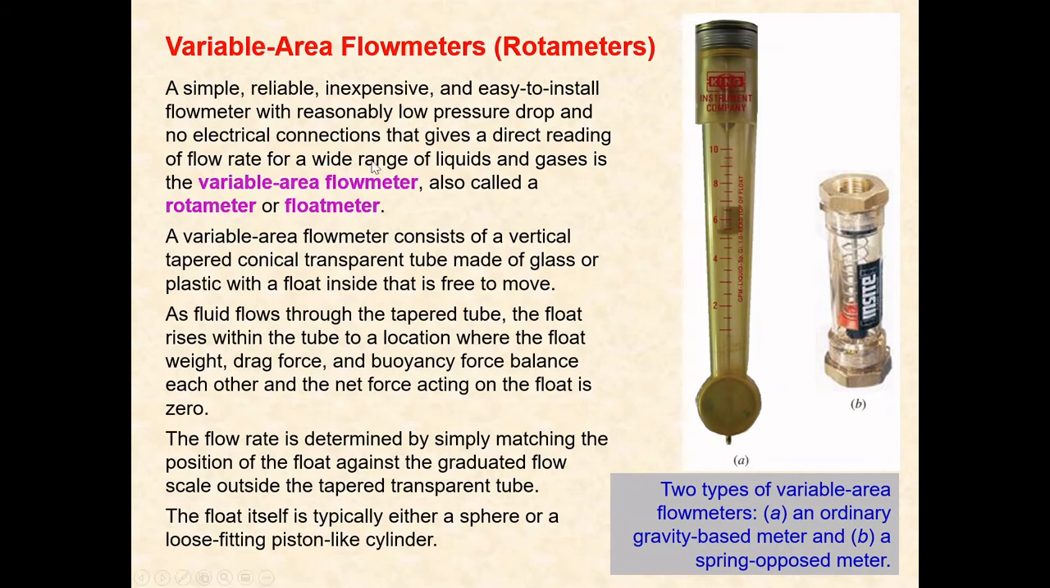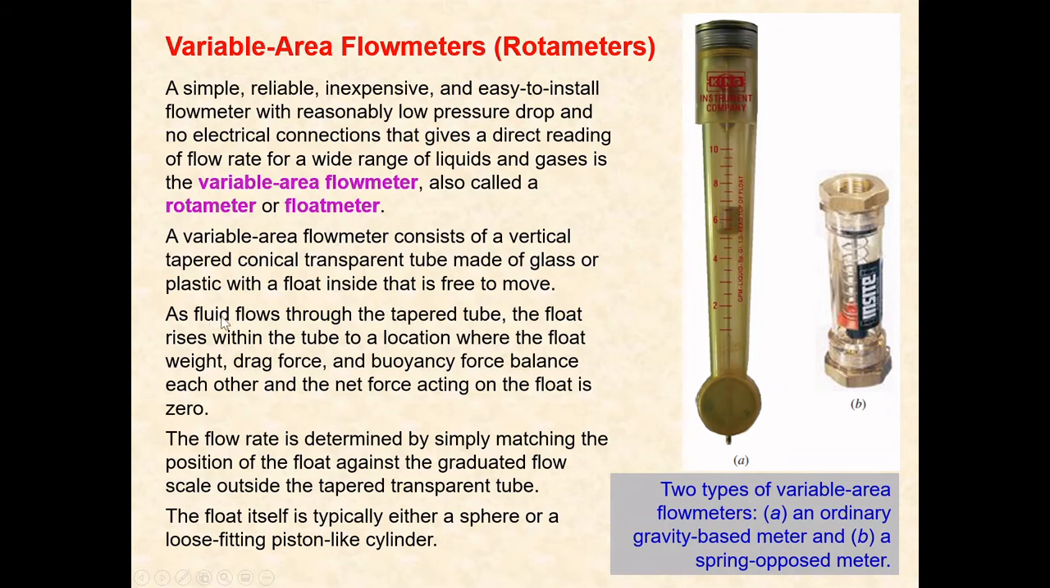So it does not require electricity, so you have to read it manually. That's why it is inexpensive, it is low cost. A variable area flow meter consists of a vertical tapered conical transparent tube made of glass or plastic with a float inside that is free to move. So this is what you call the float. When there's no flow, it will go to the bottom. When there's a flow, then it will move up. So where it stops, that's where you take the reading.